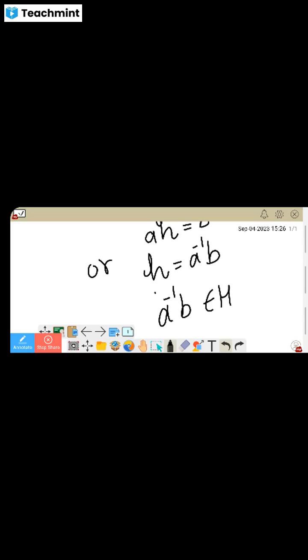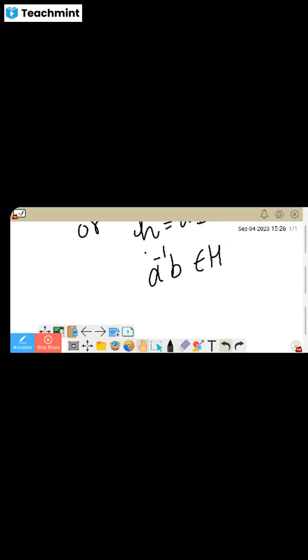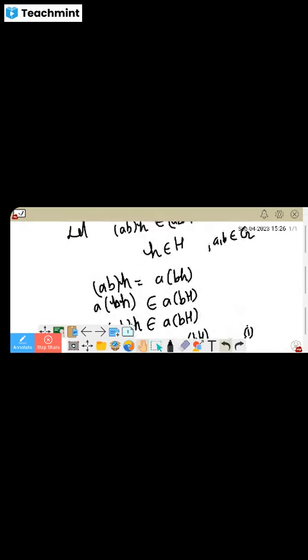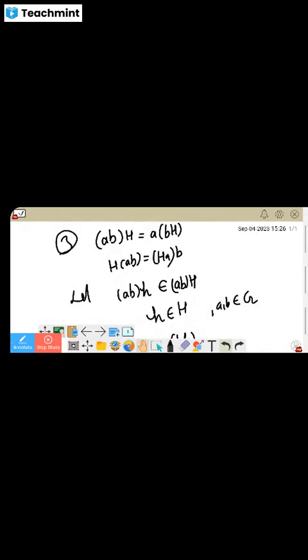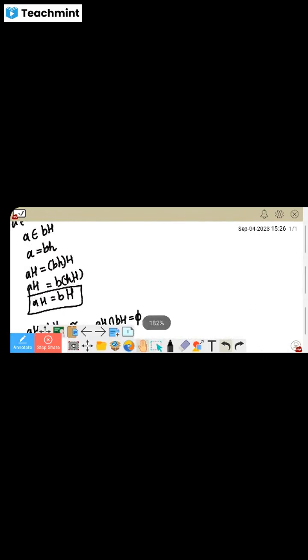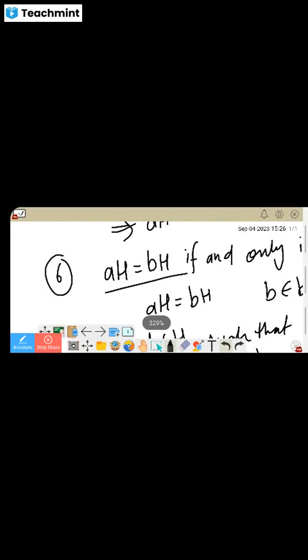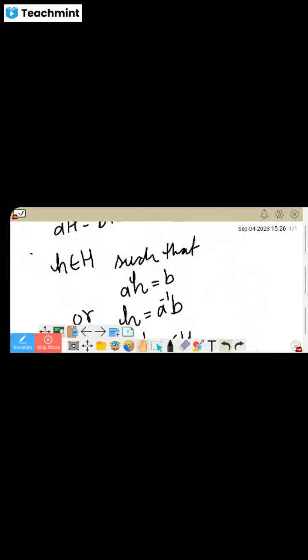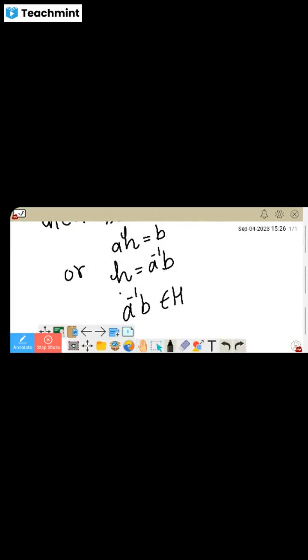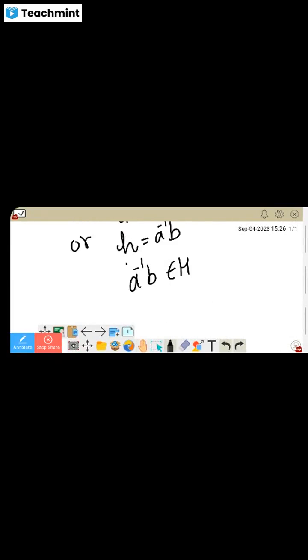And because we need to prove if and only if, which means for both sides, we are taking the initial condition that both are equal. We have started from here, and we have proved till here. Now we'll start from this and prove conversely to the previous condition.